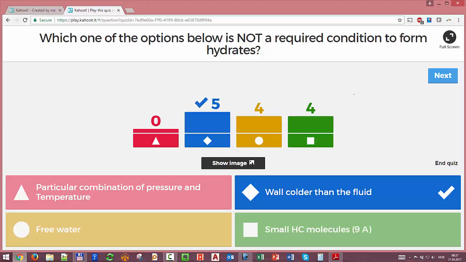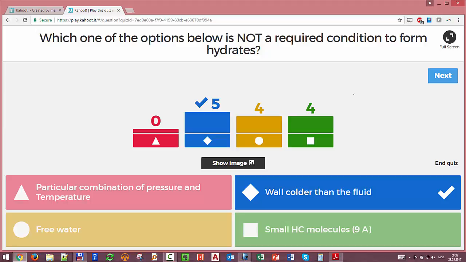If you remember on the hydrate formation line, our envelope, we are only going to have hydrate formation inside that region. So only if we have a certain combination of pressure and temperature. And the last thing is that for hydrate we need also small hydrocarbon molecules, less than, and that was in the text, 9 Angstrom.